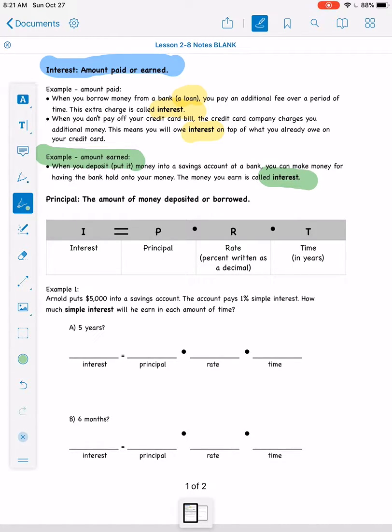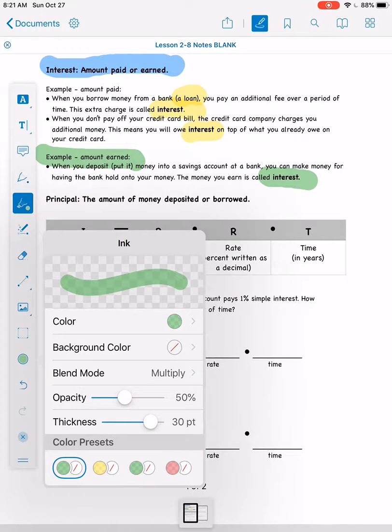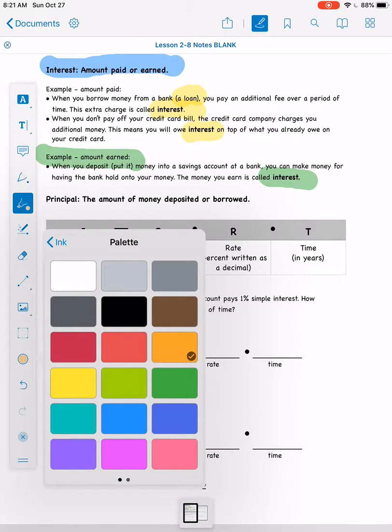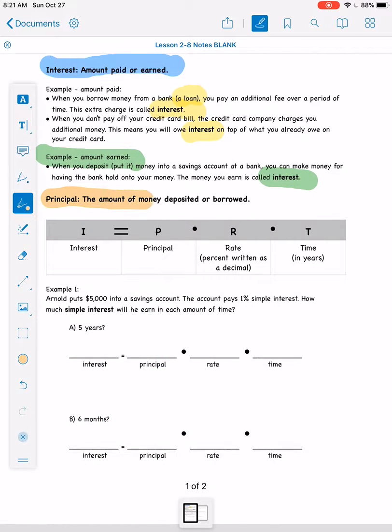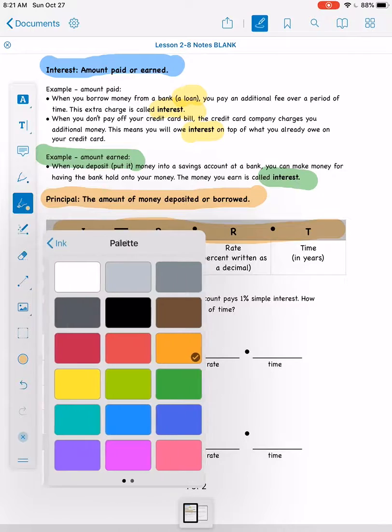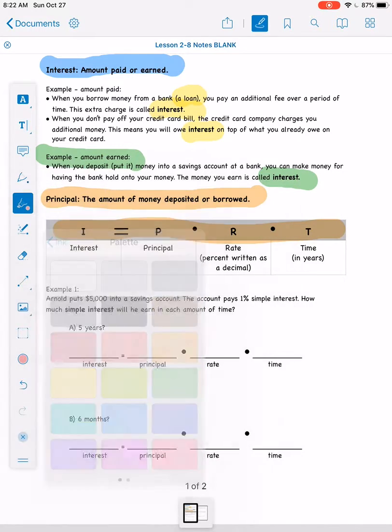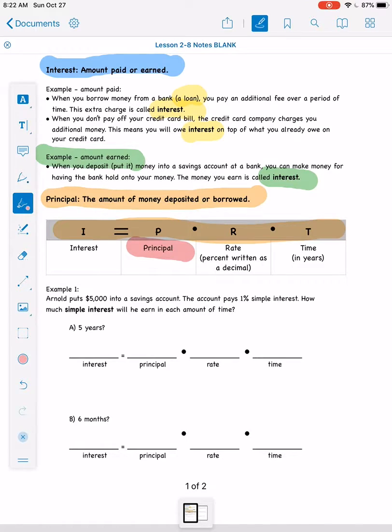Basically, this word principal that we're going to be talking about is any kind of money that is either borrowed or deposited. When we're calculating simple interest, we're looking at this calculation. The amount of interest that we earn is based on the principal, which is our P, multiplied times the rate, which is our percentage written as a decimal, and over time.